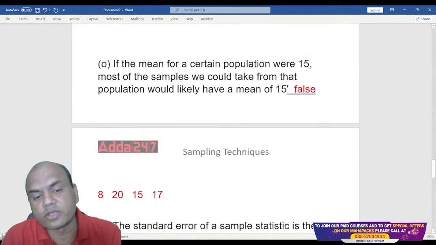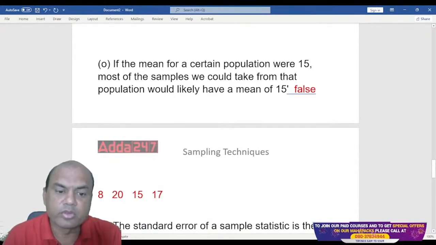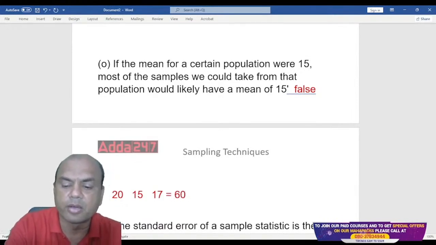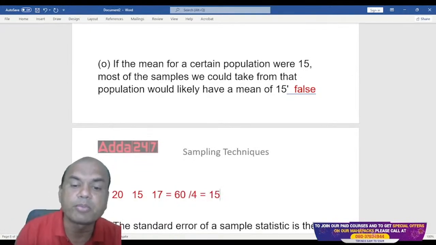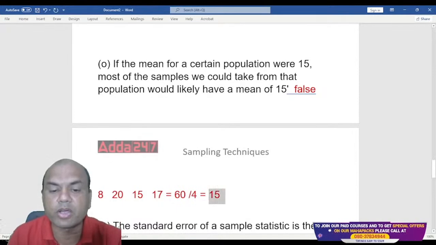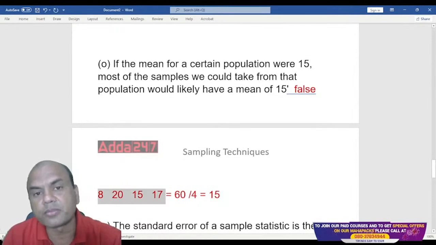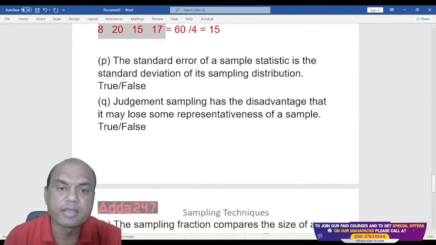Now you do the addition of all these. 20 plus 8, 28 plus 15, 43, then plus 17, then 60, right? So total I'm getting it as 60 over here. Do the average upon 4. So what am I getting? I'm getting this as 15. So my population mean is coming out as 15, but were all the samples having the mean of 15? No. So it's not compulsory. That is the point I'm stressing. So that is false.